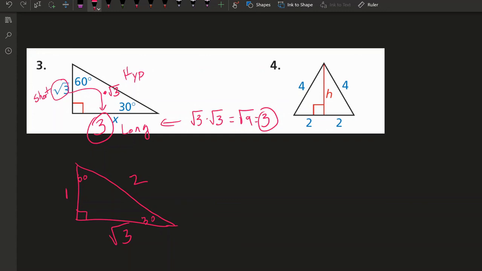Now they didn't ask, but let's go ahead and figure out the hypotenuse too. So if I know what the short side is, 1, to get to the hypotenuse, I just multiply by 2. So 2 times the square root of 3 is just 2 times the square root of 3.